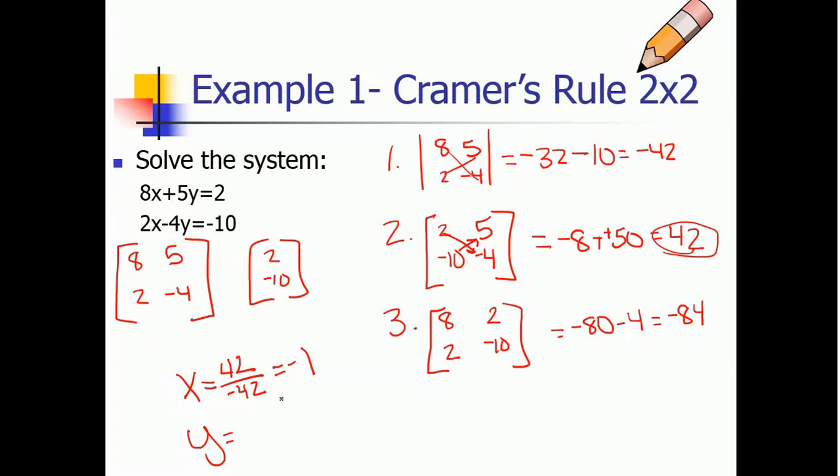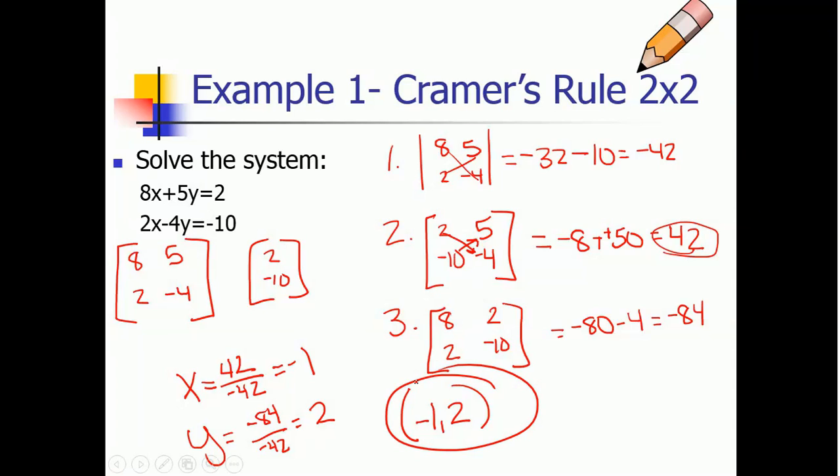Y equals whatever -84 divided by -42 is, which is just +2, right? So I found my two answers. -1, 2 is the answer to my system. Now you're probably saying, that is a whole lot of work when I could have just done elimination. I hear ya. 2 by 2s, I would probably eliminate. But if you go to 3 by 3s or 4 by 4s or 5 by 5s, you need to be able to use Cramer's rule. Otherwise, you would go insane to try to do elimination.